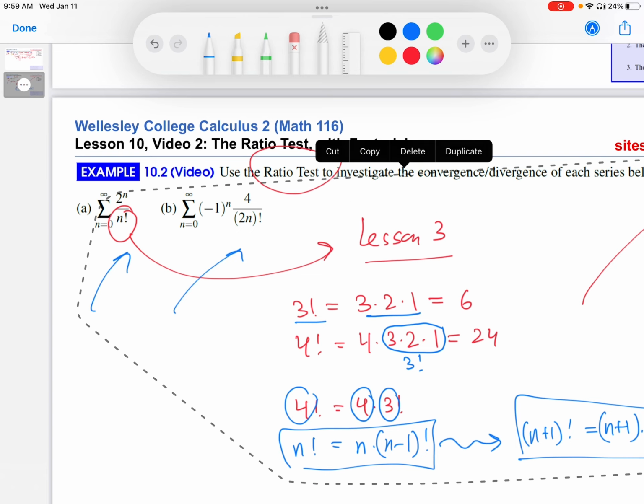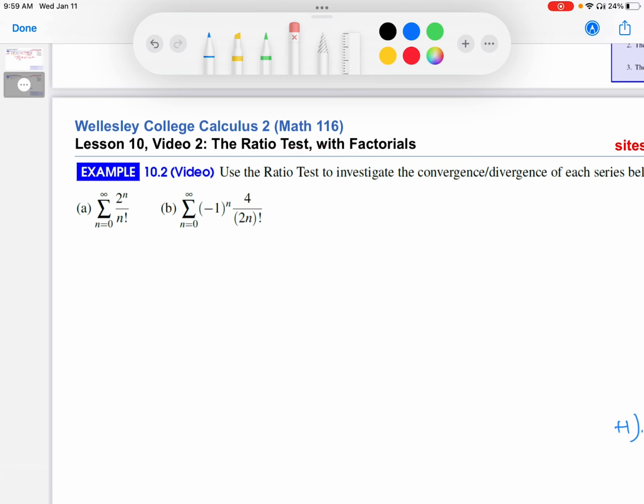So let's talk about this example with the ratio test with a series involving factorials. Remember from the ratio test and from video 10.1 that what you want to do is, first of all, pick out the a sub n of the series. And I would again suggest that you take the entire expression, even if it has negative 1 to the n, making it an alternating series, or whatever it has, just pick out the entire thing as a sub n. So that's 2 to the n over n factorial.